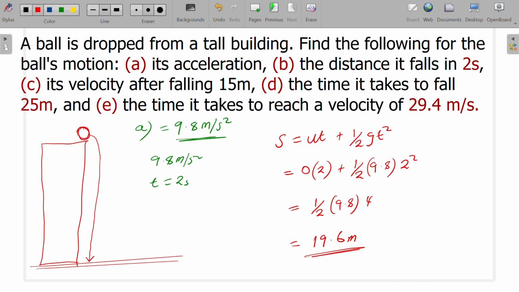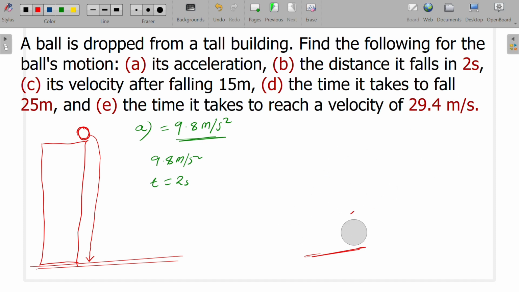All right, so let's look at C. C is saying its velocity after falling 15 meters. So we're looking for the velocity after the ball has fallen a distance of 15 meters coming down. So let's look at that and solve it. Which formula do we need here? The formula we need here is v squared is equal to u squared added to 2gs, where g is acceleration due to gravity, and s is the distance or displacement in this case.